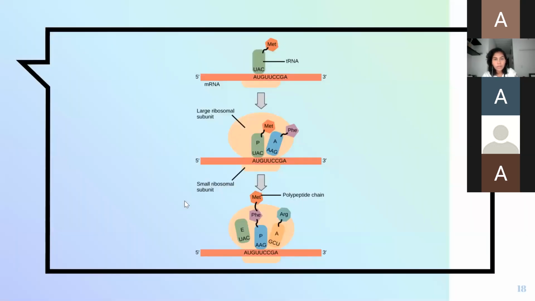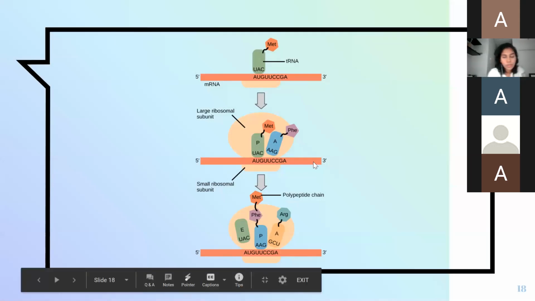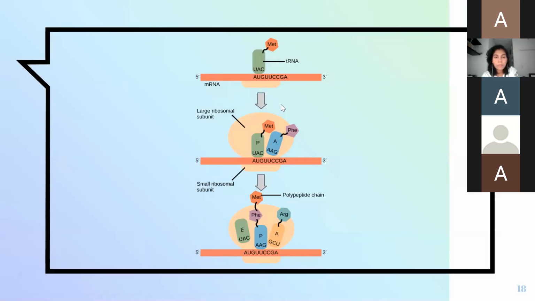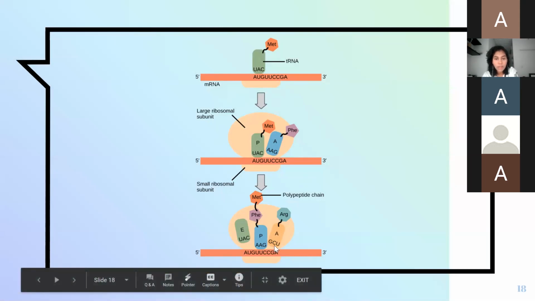Just a quick explanation. The large subunit has 3 sites. They are called the A site, or the aminoacyl site, the P site, which is the peptidyl site, and the E site, which is essentially the exit site. You can just remember it as A for arrival, P for peptidyl transfer, and E for exit.